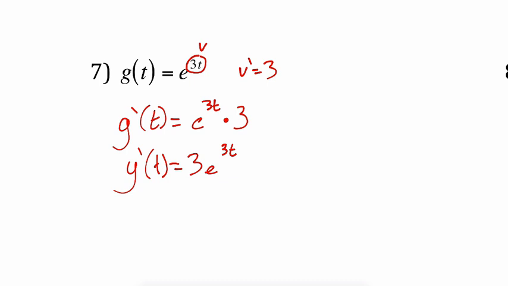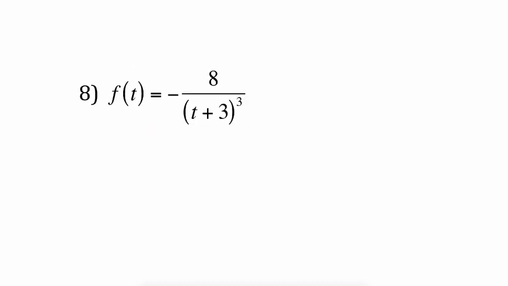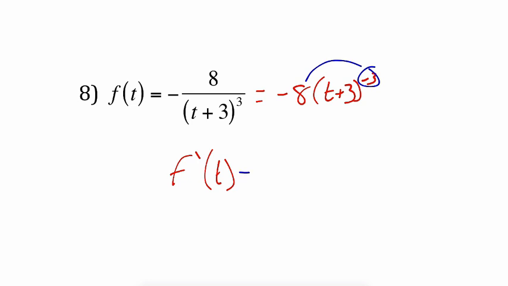Number 8, rearranging this might be helpful. So we got negative 8 over t plus 3 to the third. It might be helpful to make it negative 8 times t plus 3 to the negative third power. So kind of like taking that out of the denominator. So now when we do f prime of t, we're going to take this negative 3 and multiply it by negative 8, which gives us positive 24 times t plus 3, and we're going to subtract 1 from that exponent, so it becomes negative 4.